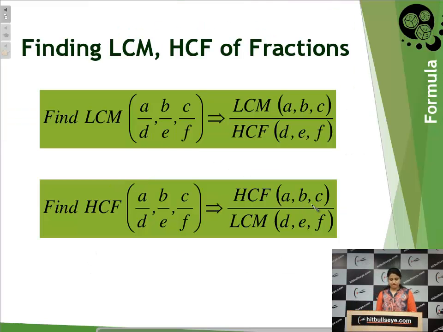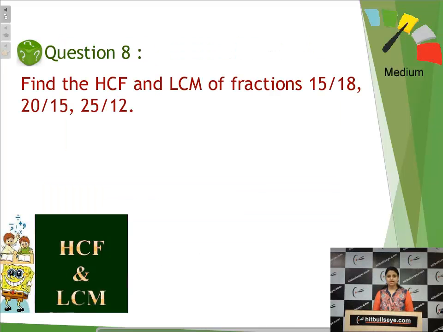Now this is a formula. How to calculate the least common multiple of fractions? It will be the least common multiple of the numerators divided by the highest common factor of the denominators. Similarly, how to calculate the highest common factor? This is the highest common factor of the numerators divided by the least common multiple of the denominators. Let's have an example.